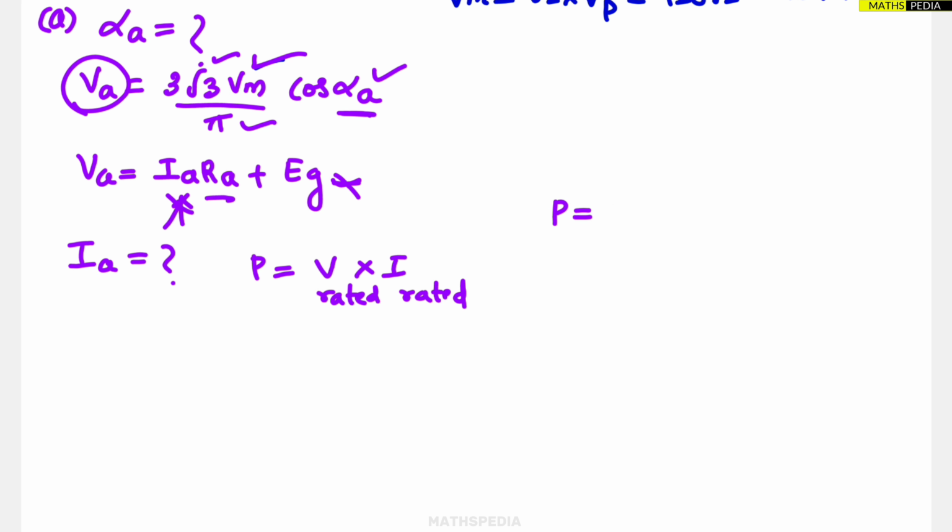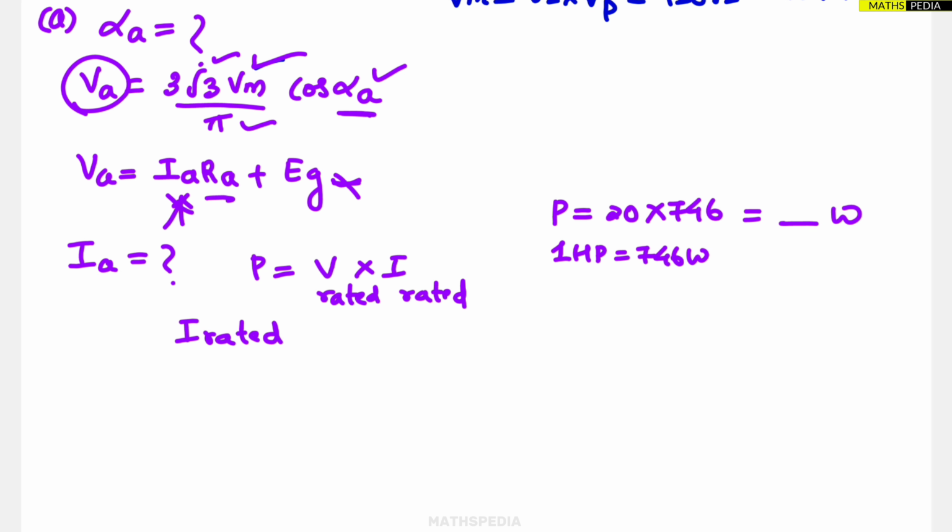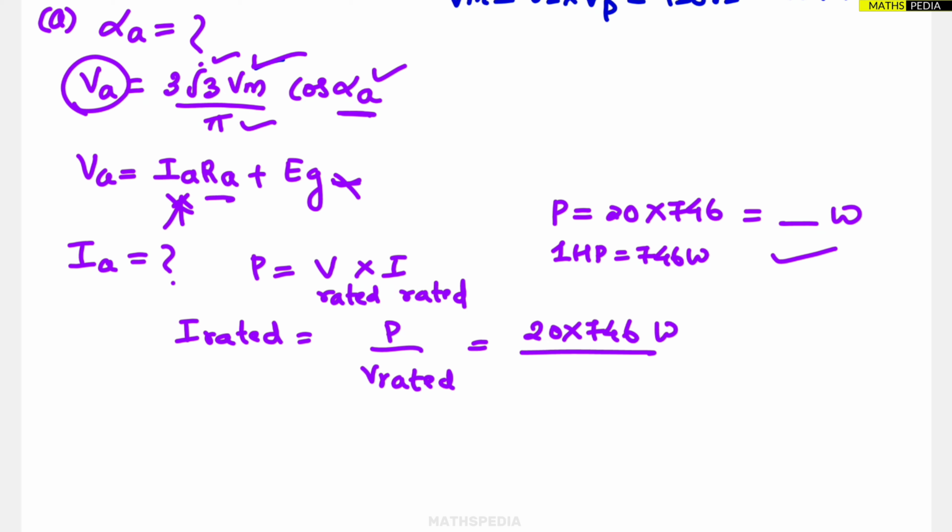So to find out power, you just take the HP value, 20 HP, into 746, you multiply, because 1 HP is how much watt? 746 watts. So 20 HP will be 20 into 746, right? That will be some watts. That you are going to divide by, see, I need to find out I rated. So I rated is equal to P by V rated, right? So what is P? That's what we are writing here. So 20 into 746, in watts, divided by V rated.